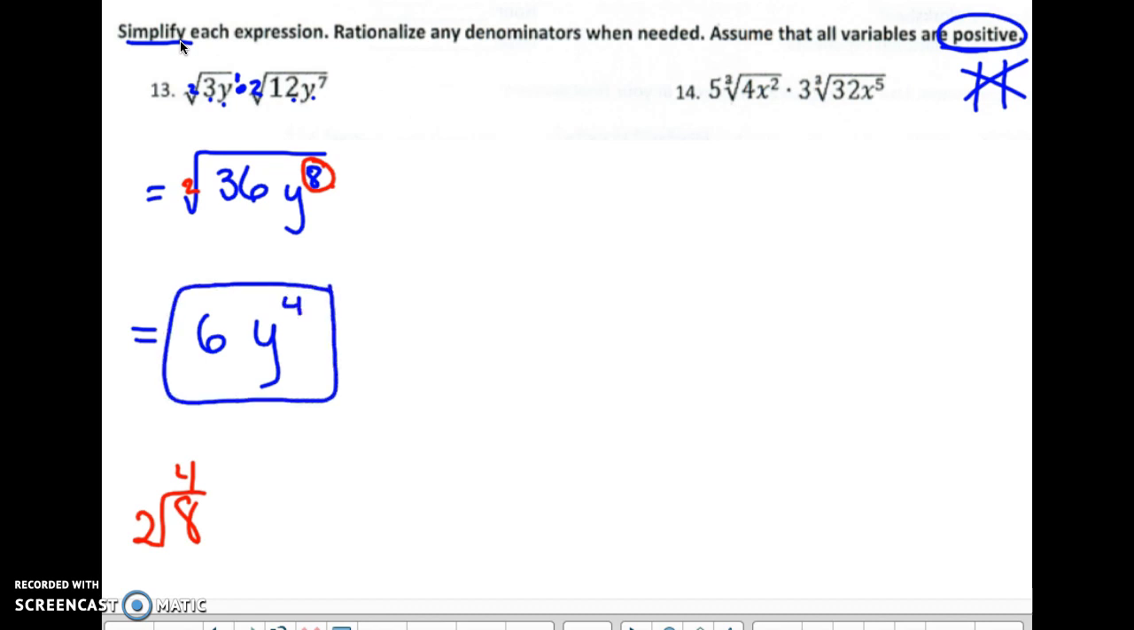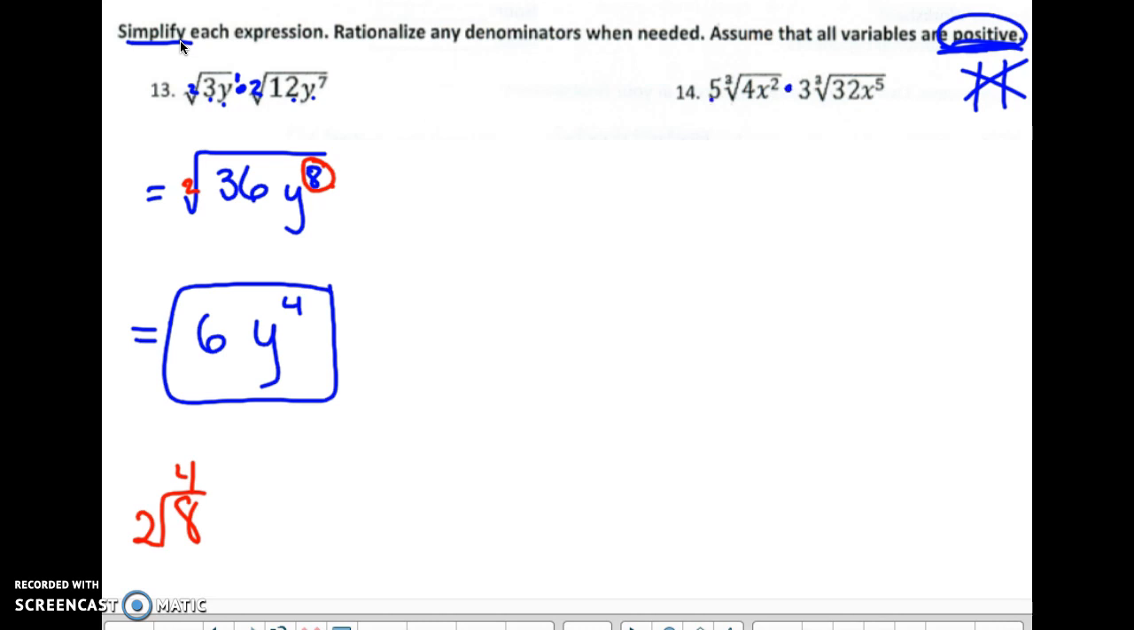We don't need the plus and minus out front. We don't need to worry about absolute values because we were told that everything is positive. So let's try number 14. Same kind of thing, it's multiplication.